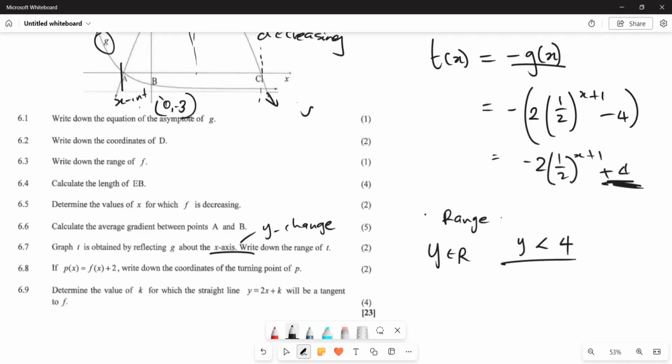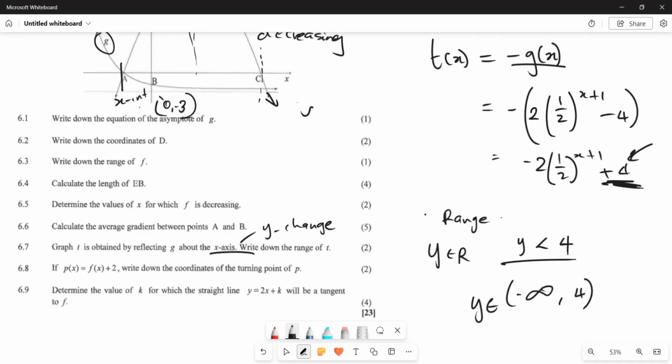Because this particular graph is not going to cross the new 4, right? Because the 4 is going to act as a boundary, more of an asymptote. So in simpler terms, this graph is going to start from negative infinity and it's going to end at 4. So basically, that is going to be that particular graph. Hopefully, this makes sense to you.